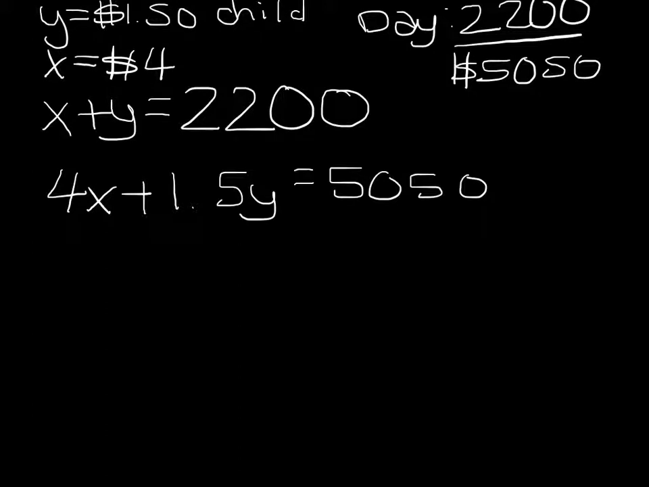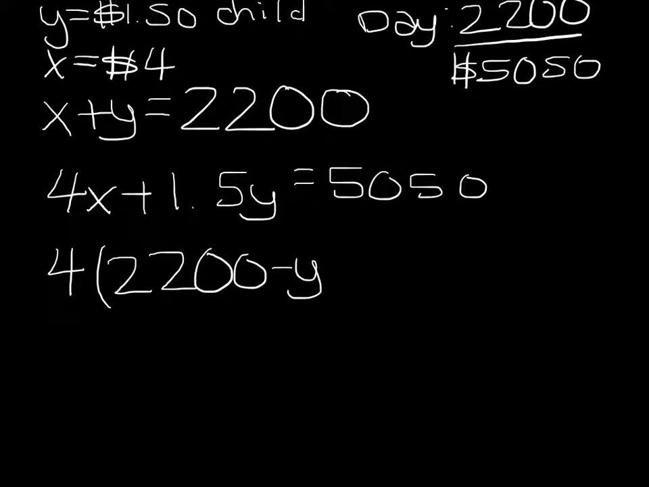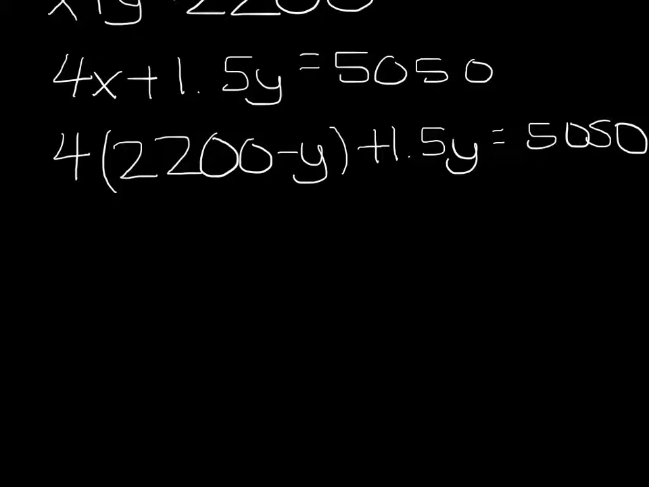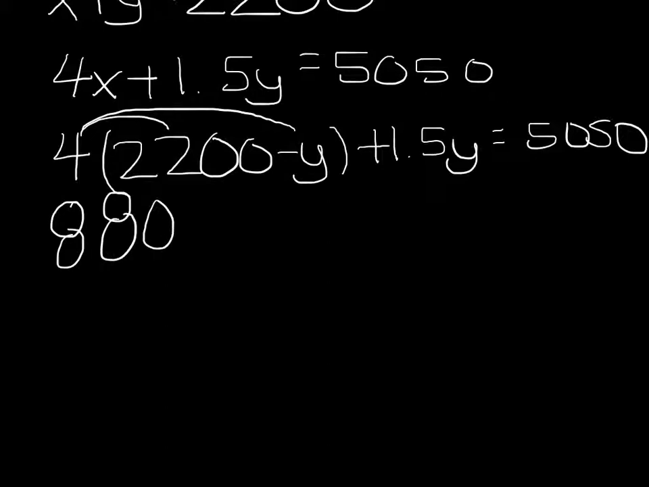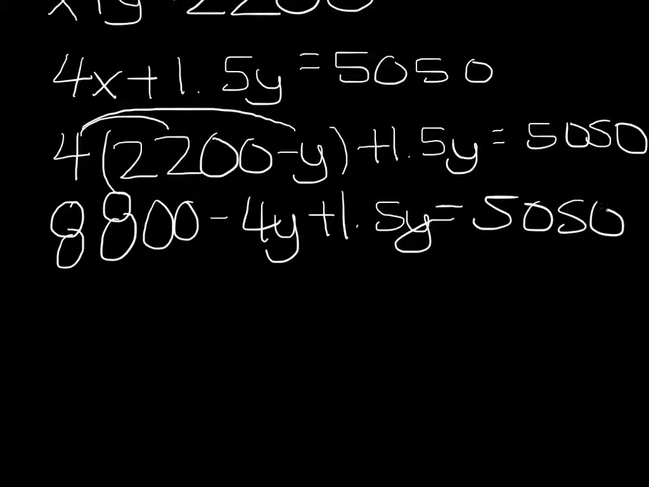So now we're going to solve for y, and in order to do this, we have to find the value of x. So the value for x is just y subtracted from 2,200. That means we can do 4 times 2,200 minus y, plus 1.5y, is equal to 5,050. So now we have to distribute the 4. So we have 8,800 minus 4y plus 1.5y equals 5,050. And then we can add these two together.